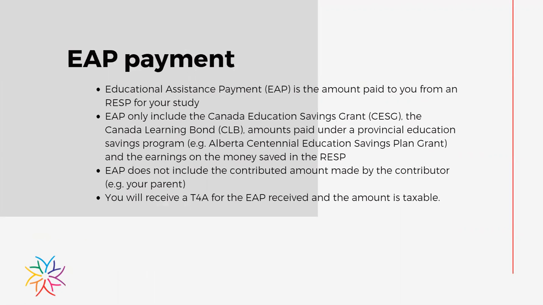Education Assistance Payment, or EAP, is the amount paid to you from an RESP for your study. EAP includes the Canada Education Savings Grant, CESG, the Canada Learning Bond, CLB, amounts paid under a provincial education savings program, for example, the Alberta Centennial Education Savings Plan grant, and the earnings on the money saved in the RESP only. It does not include the contributed amount made by the contributor, for example, your parents.